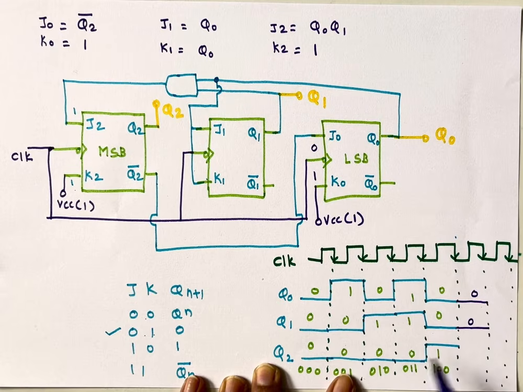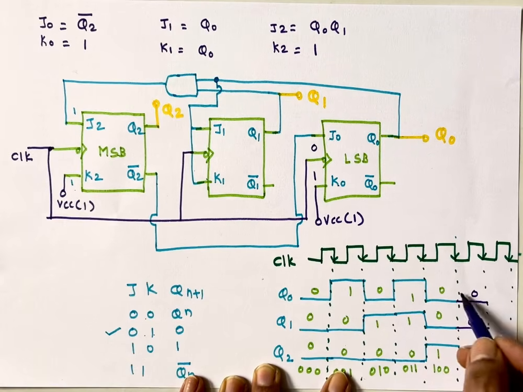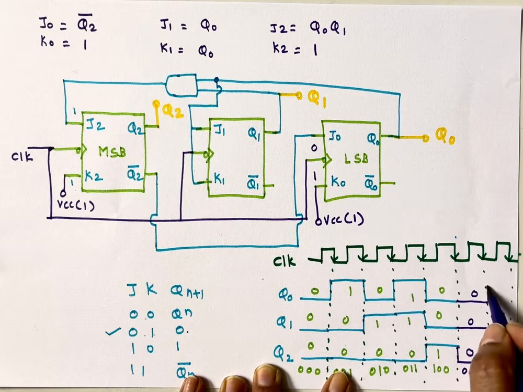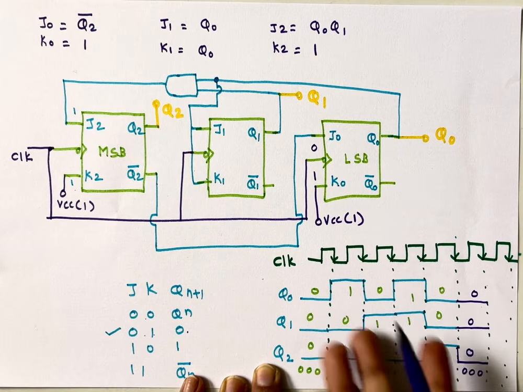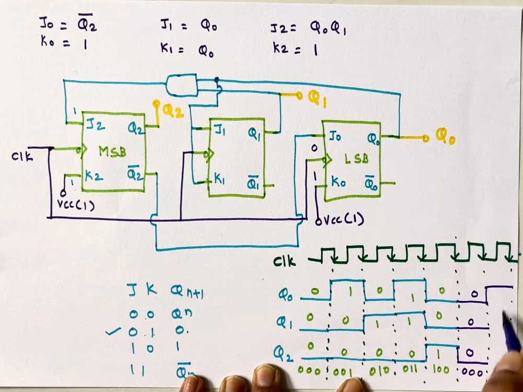Then Q2. This is 1. But J depends on the multiplication of these two. So 0 into 0 is 0. For 0, 1, Qn plus 1 is 0. So here it will become 0. So see, after 4, the next state is 0, 0, 0. And after 0, 0, 0, again these states will repeat based on the calculation just shown. So here it will become 1. This will remain 0. This will remain 0. So it is 0, 0, 1.